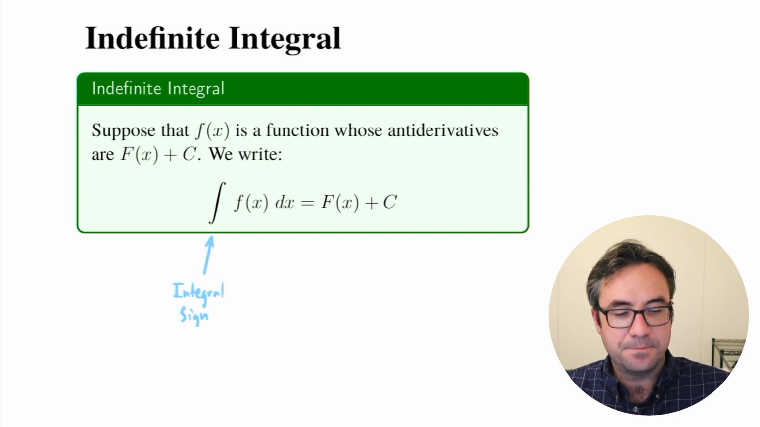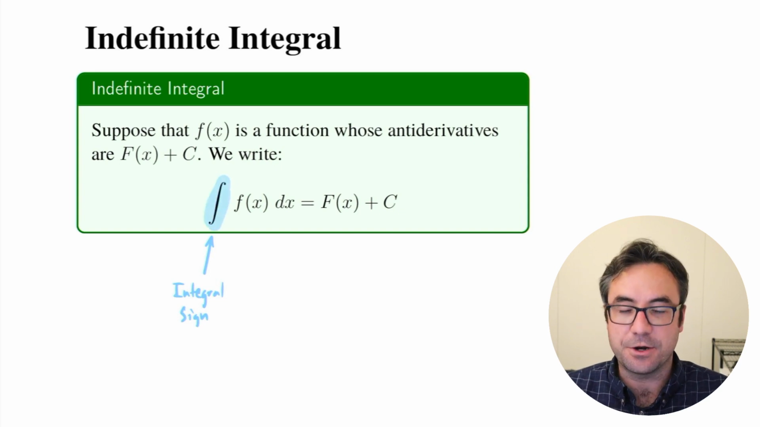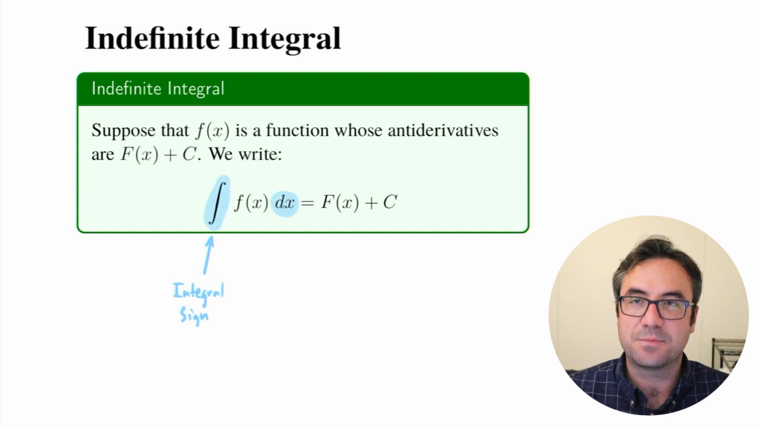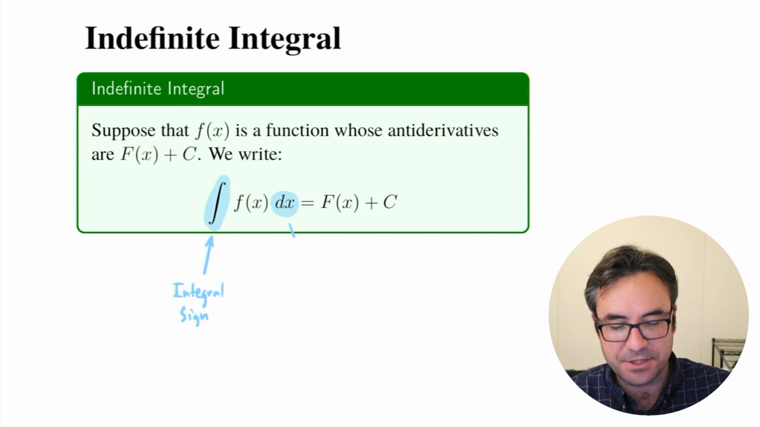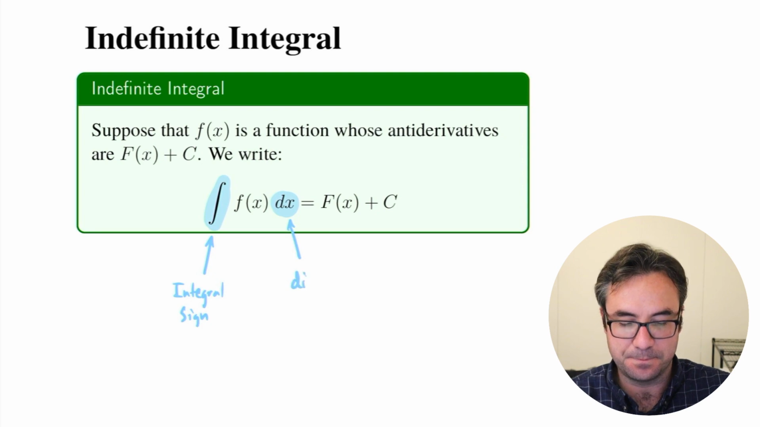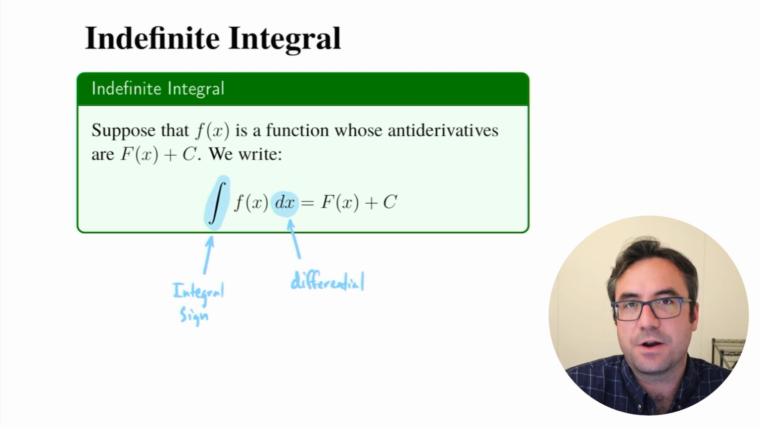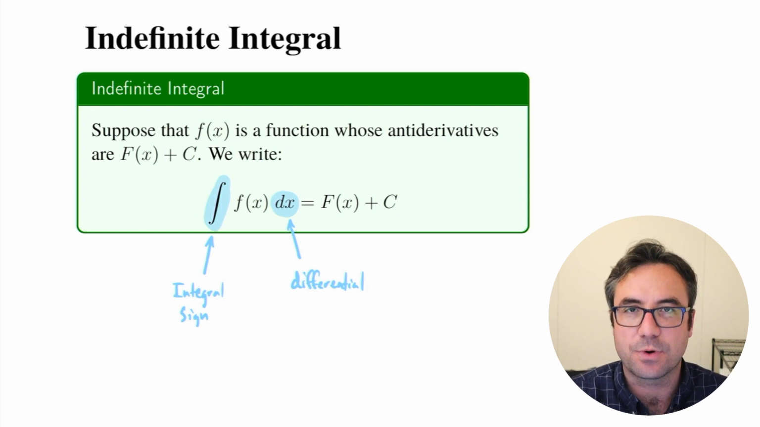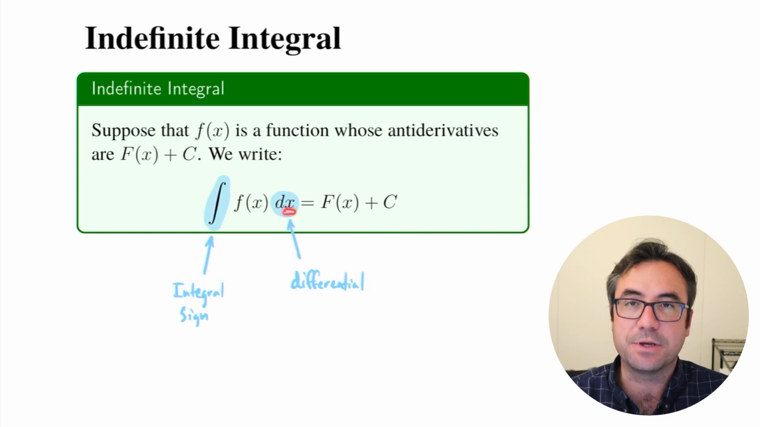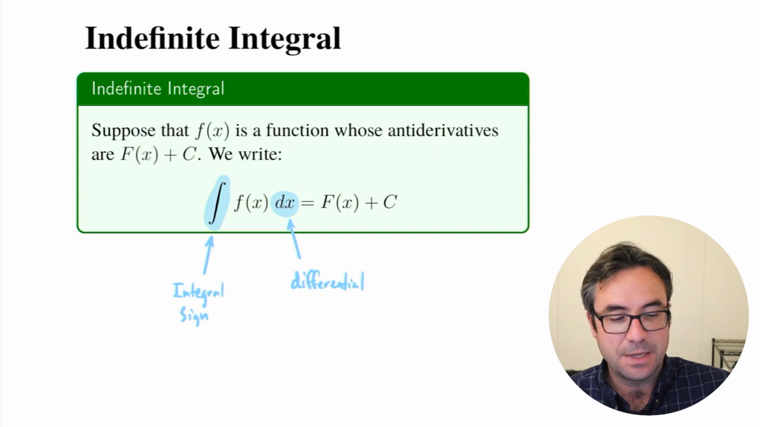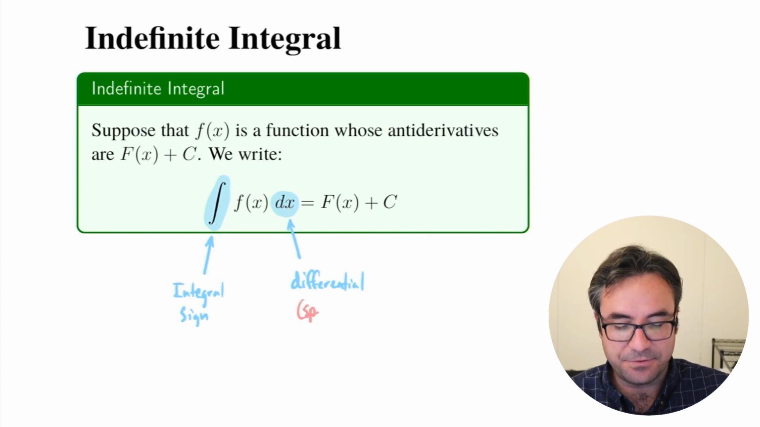And then on the other side, so that's the first part of our notation here. Then on the other side, kind of like bookends here, this dx, we're going to call this the differential. And it basically tells us what variable we're doing the antiderivative for. So in this case, dx tells us our variable here is x. So that specifies the variable.